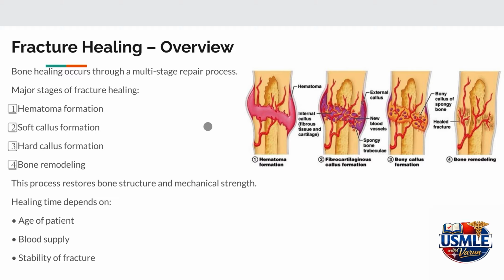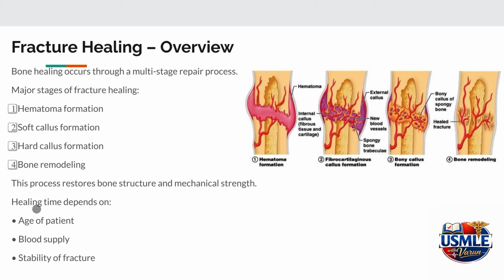The healing process begins with hematoma formation, followed by soft callus formation, then hard callus formation, and finally bone remodeling. During these stages, multiple cell types participate in the repair process, including osteoblasts, fibroblasts, and chondroblasts.